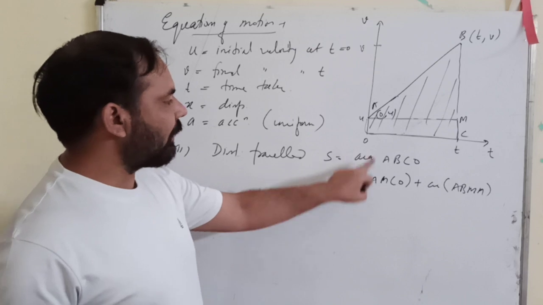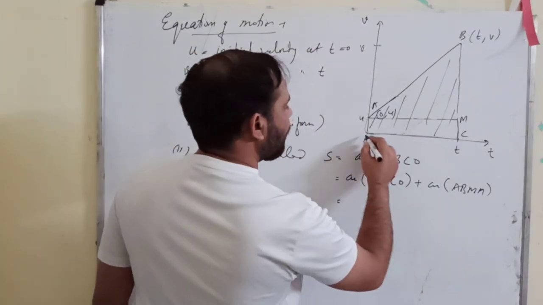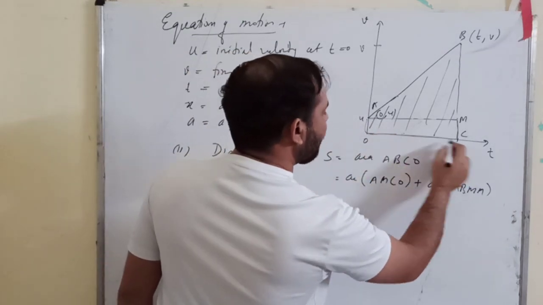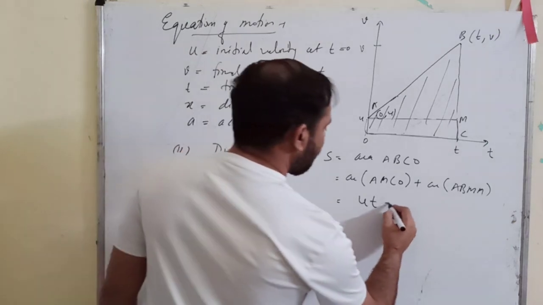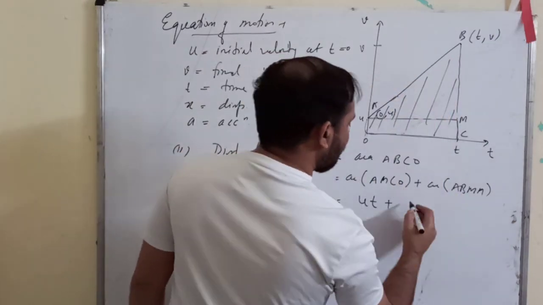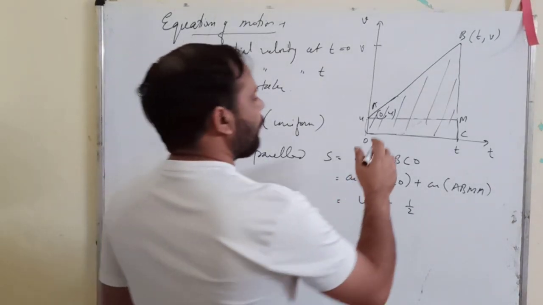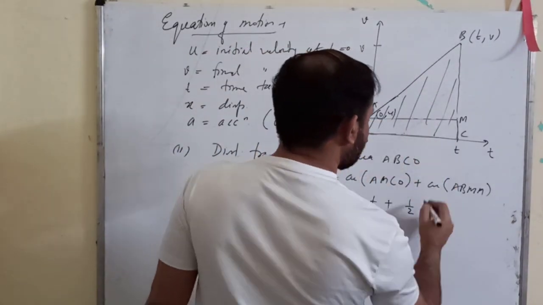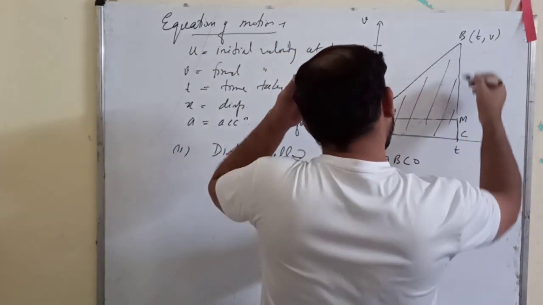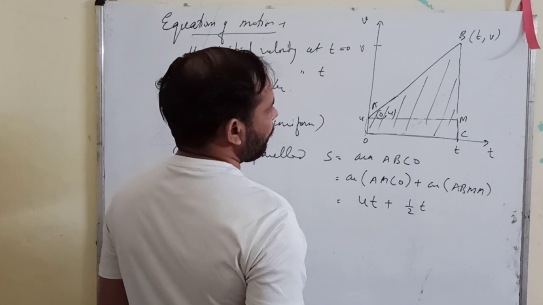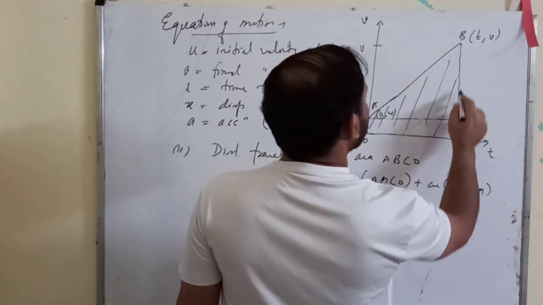Now this is a rectangle, and how much is the area? Length into breadth. How much is length? It is t. What is breadth? U. So it is ut, plus the area of the triangle, half into base into height. Suppose this is the base. How much is it? t. And how much is the height?